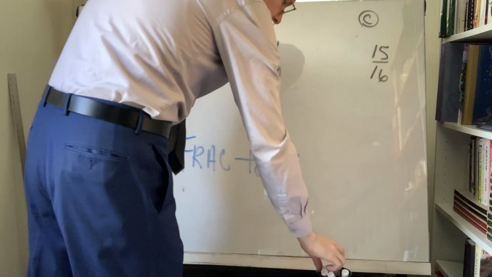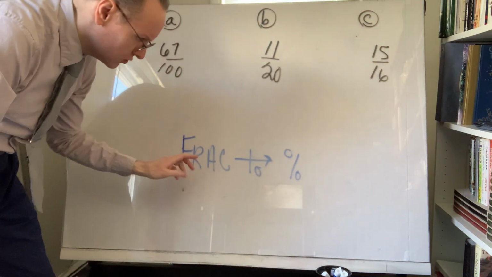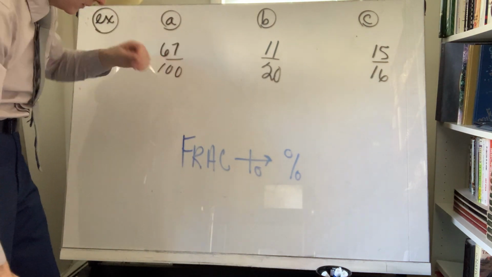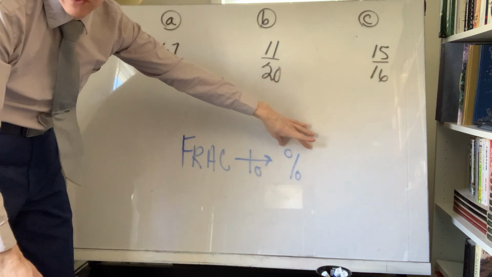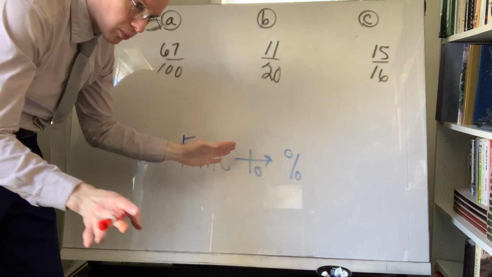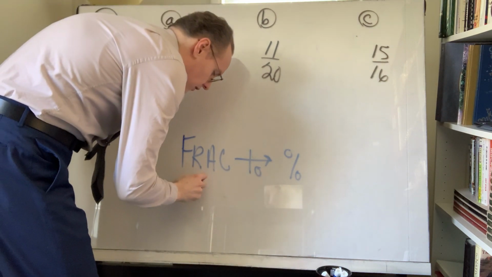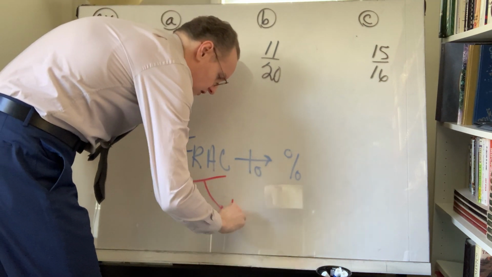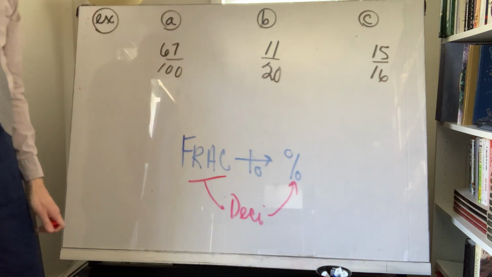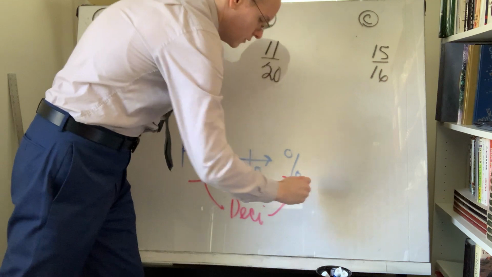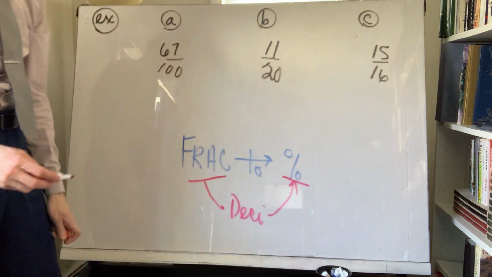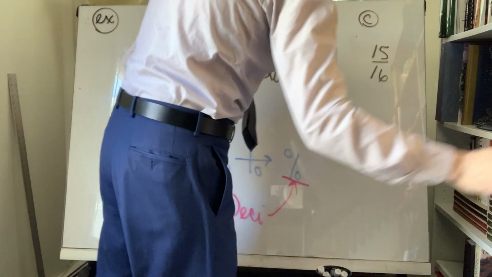Now, a couple of things. You can do it directly. You can go from this style of the quantity to this style of the quantity. Alternatively, and sometimes it's more practical for you, you could convert the fraction to a decimal first, and then convert that to a percentage. So there's a direct path and there's an indirect path, to the same outcome.